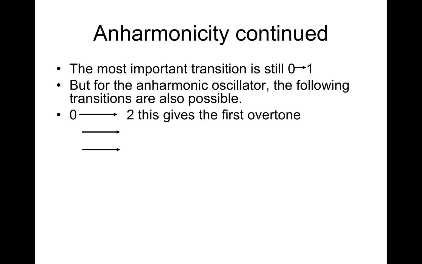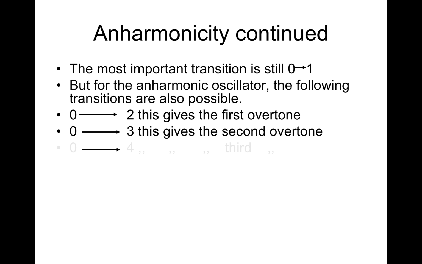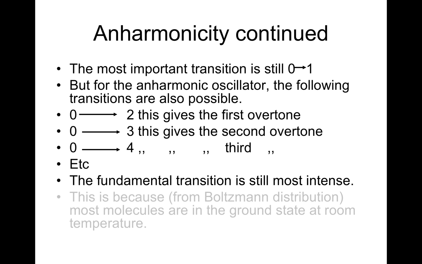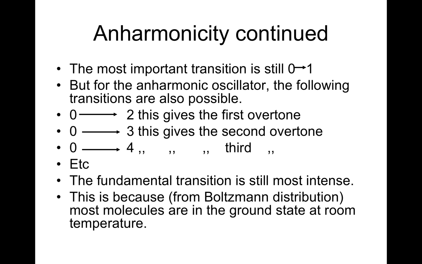0 to 2 gives the first overtone. 0 to 3 gives the second overtone. 0 to 4 gives the third overtone, and so on and so forth. The fundamental transition will still remain the most intense. This is because, from Boltzmann's distribution, most molecules are in the ground state at room temperature.